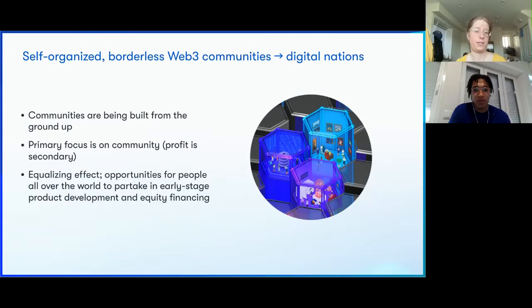And so these self-organized borderless Web3 communities, or digital nations, are being built from the ground up. The primary focus is on community. Profit is often secondary, although right now we're seeing a lot of profit-oriented ones, and we'll get into that in a minute. There's an equalizing effect, with opportunities for people all over the world to partake in early-stage product development and equity financing.